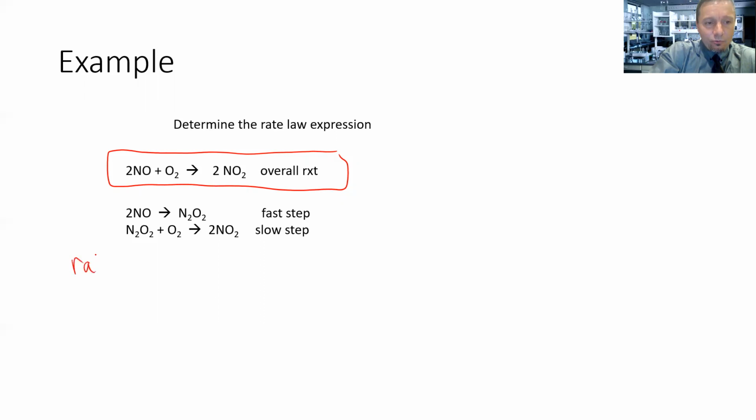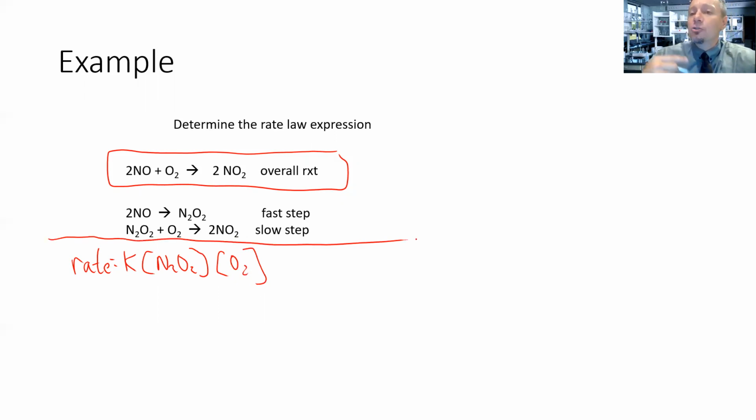I could write my rate equals K times the concentration of N2O2 and O2. And that is my slow step, my rate determining step. Now let me compare it to my overall reaction. O2, check, check. Well, I can't keep N2O2 because it is not in the overall reaction. The overall reaction has NO. So this has to be taken out. So I have to look back, how did I get the N2O2? I look back on this step here and look at how it was derived. Now I can replace that.